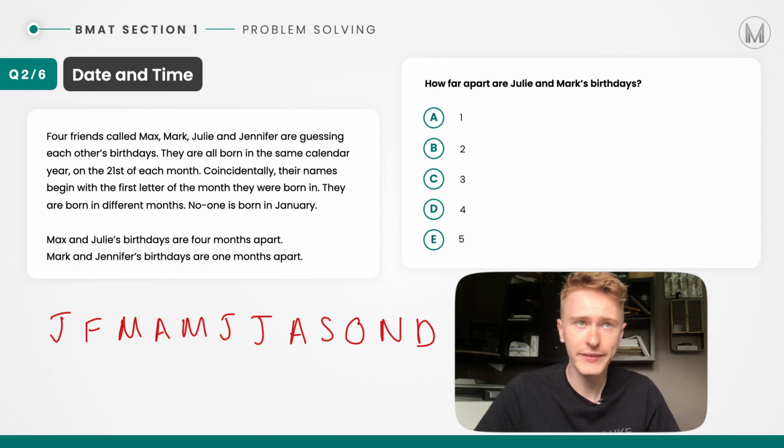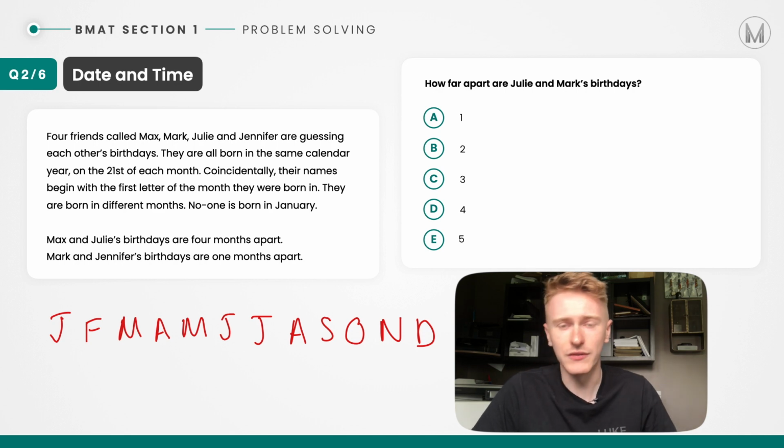So we're told coincidentally their names begin with the first letter of the month they were born in. So that's useful information. So we know that Max is potentially either in March or May. Likewise, we know that Julie is either in January, June, or July. With Mark and Jennifer, it's exactly the same situation. So it will involve a bit of trial and error with this one. The important thing, though, is that Max, Mark, Julie, and Jennifer all start with the same sorts of letters, so it's really important that you be clear when you're writing down to avoid yourself getting confused.